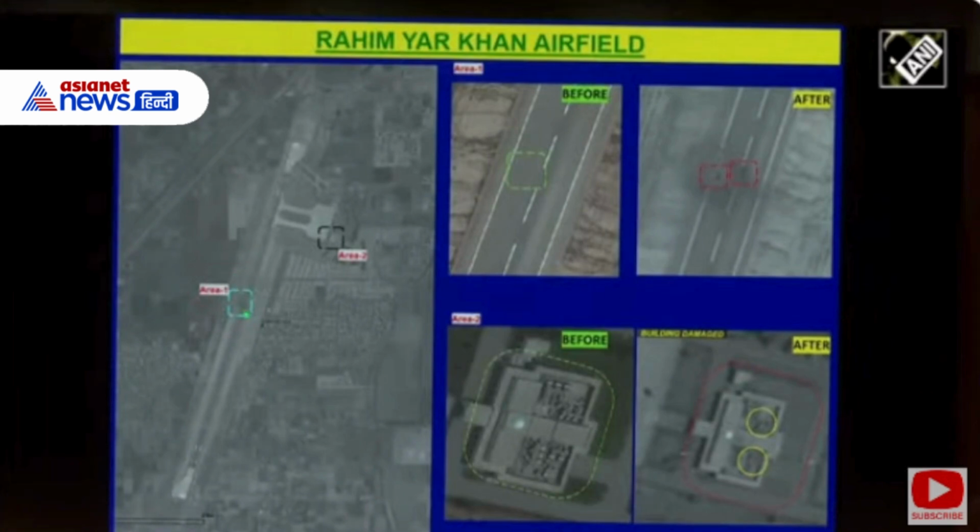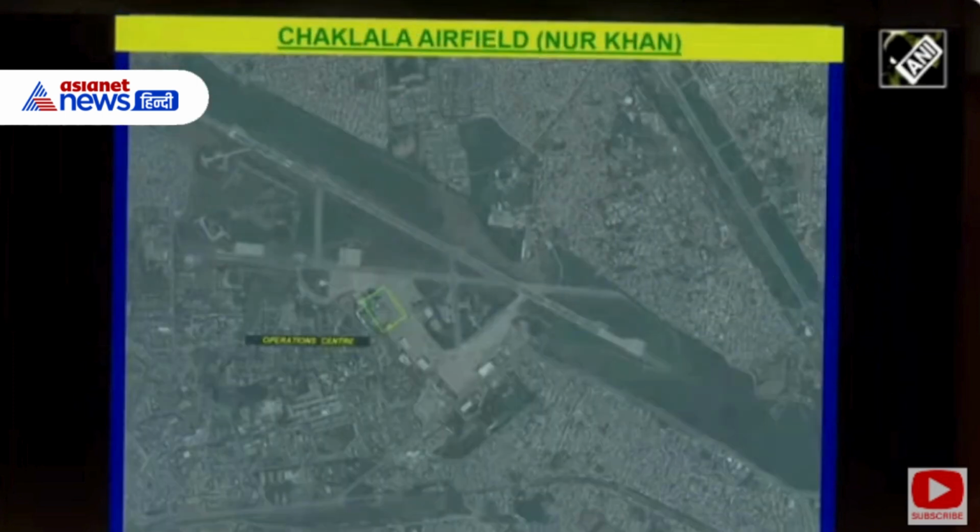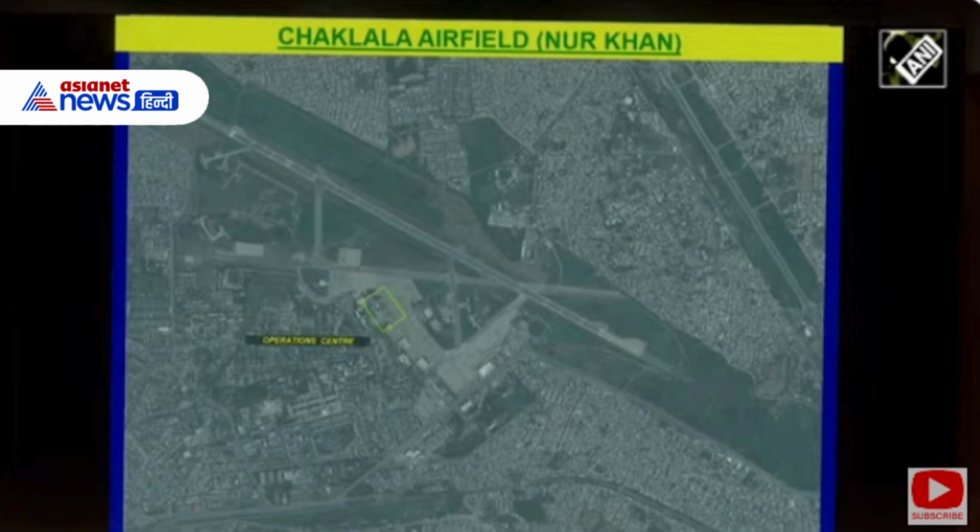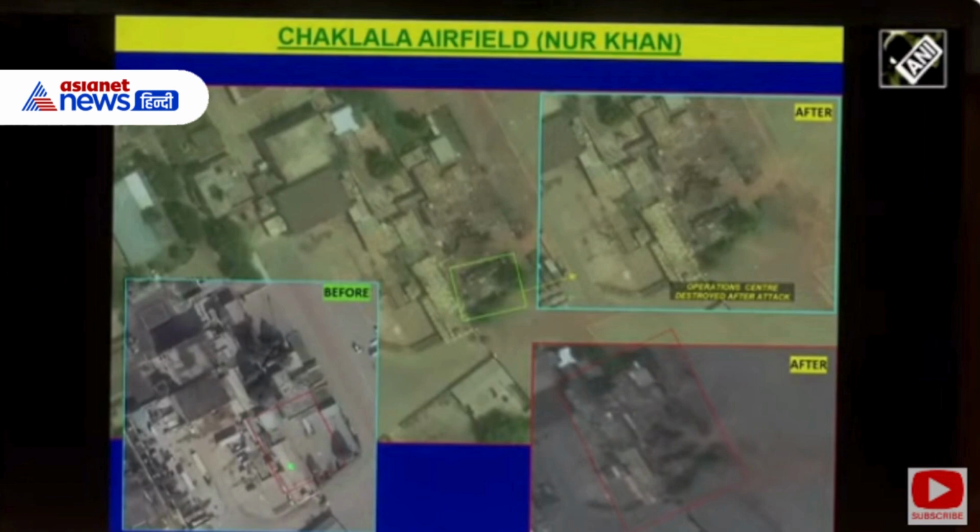Rahimyar Khan. This is the area we have struck. A deep strike out here and one complex here. So this is how it looked before, and same, you see a big crater, another crater here, and this complex, after strike, neutralized. Next. Chaklala airfield, Noor Khan, once again a major air base, a lot of their logistic assets out here. This was the chosen complex that we intended to strike and convey a message. Next slide, please. This is how it looked before, and this is how it looked after our strike.